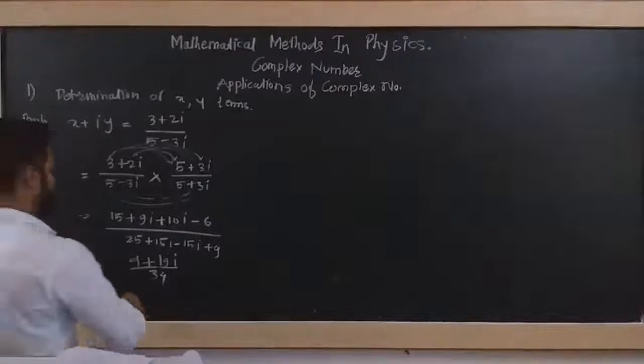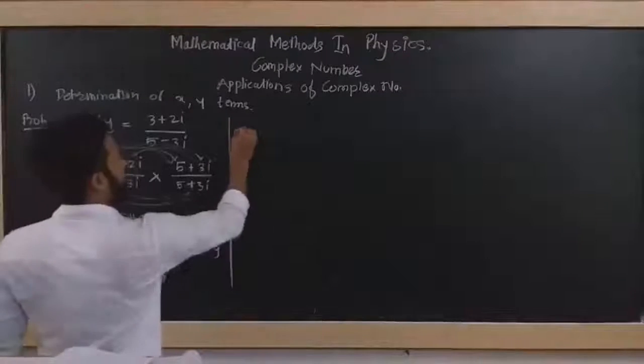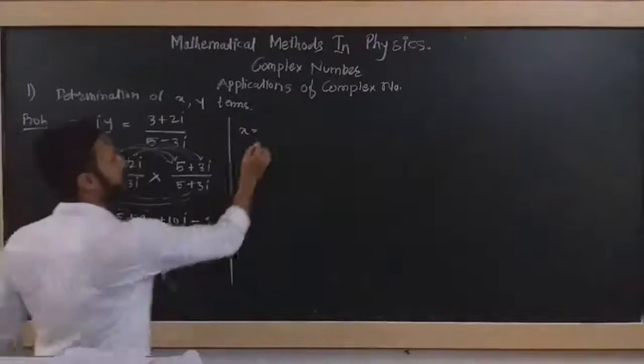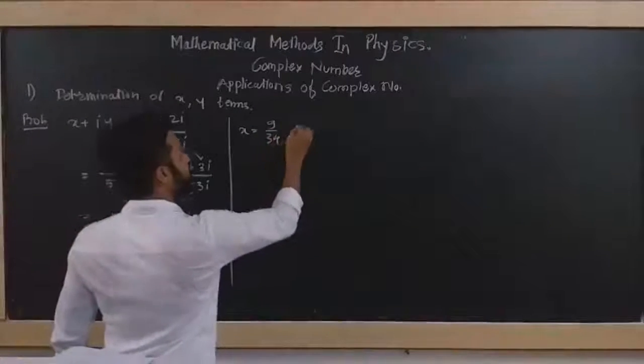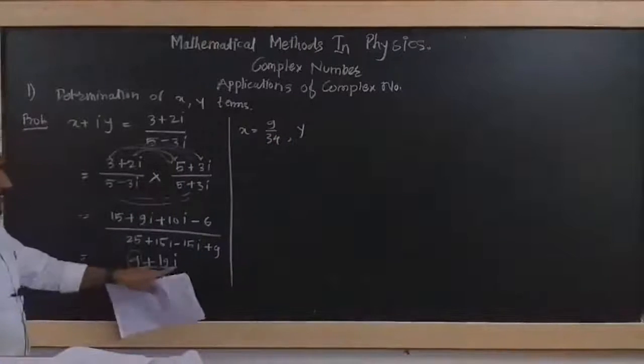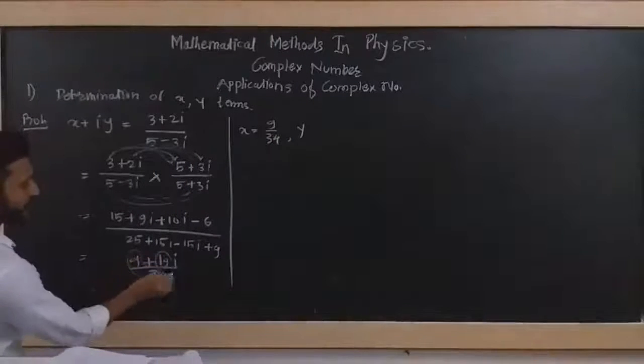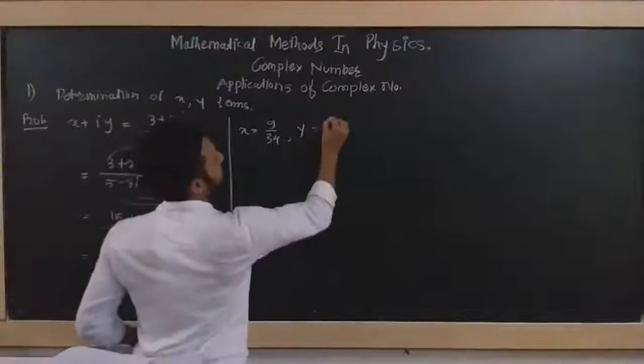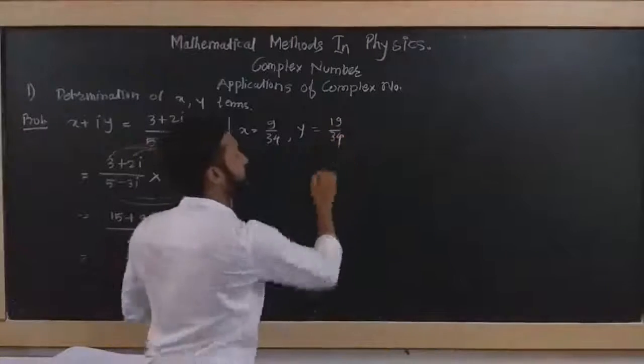So you can write x is equal to this term, 9 by 34. And what is y? The component of i, 19 by 34. So y is equal to 19 by 34.